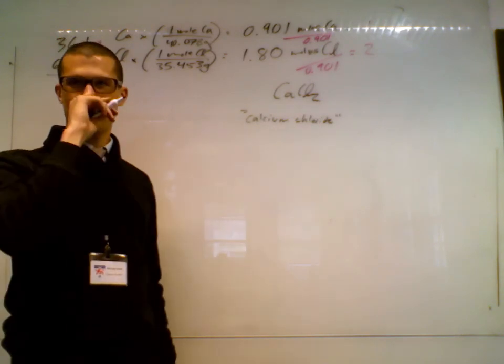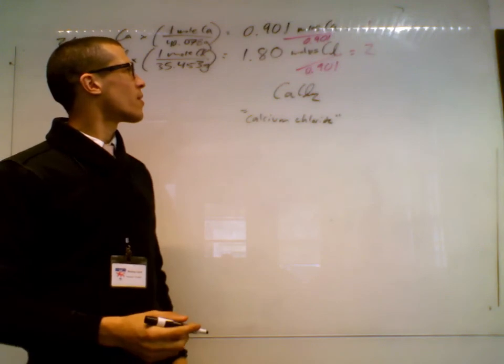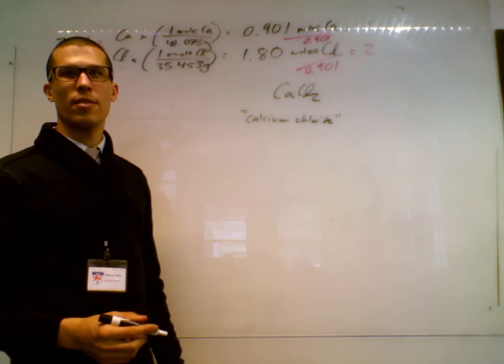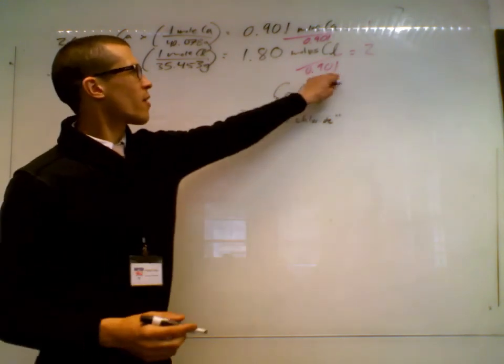But with the numbers, I don't think it makes sense. It's like 1.80 divided by 0.9 for no 1. Does that make a difference? This one right here? Yeah.